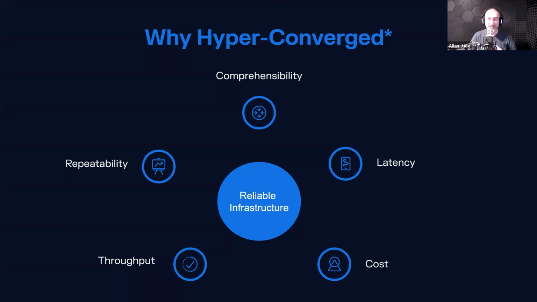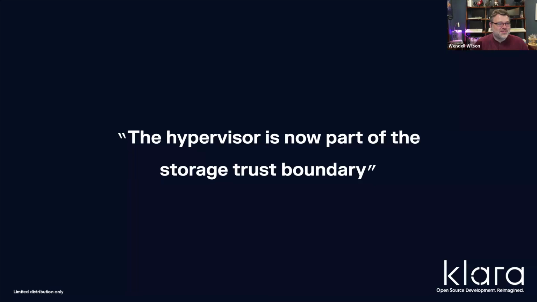Yeah, and what you don't want is a system with no user serviceable parts inside. It's back to the comprehensibility. I don't comprehend what's happening with the underlying block storage. I can see that this is obviously wrong. How do I work around this? Exactly. Oh yeah, the hypervisor is now part of the storage trust boundary. I love this. This is a great, very succinct way to say it.